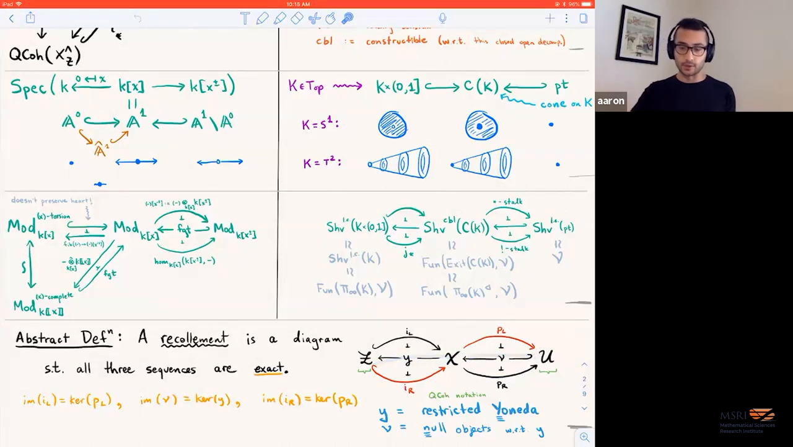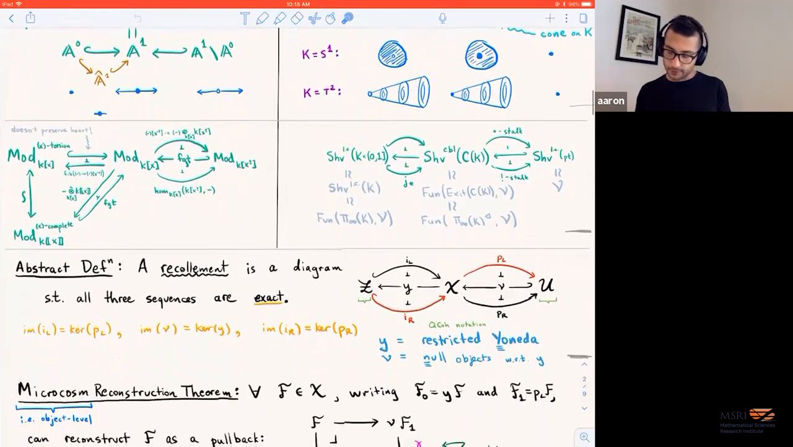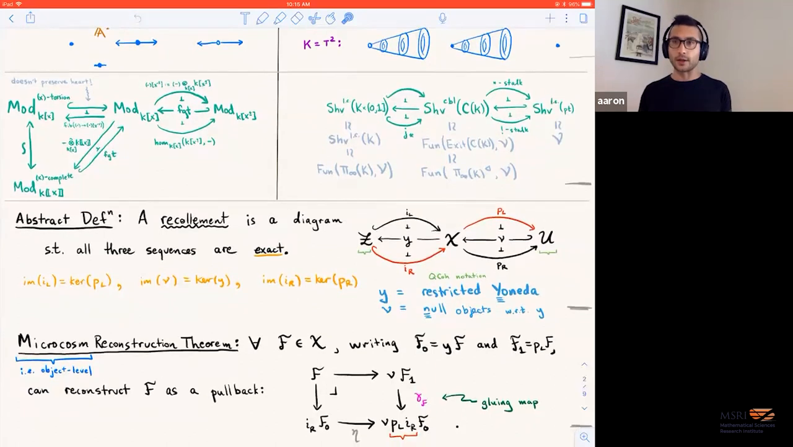So that is a Reclamont, and these are examples, and in fact, the general situations I wrote, like up here, those are also examples. So the reason that Reclamonts are good is they allow you to reconstruct things. So first, let me describe this. I'll call it the microcosm reconstruction theorem.